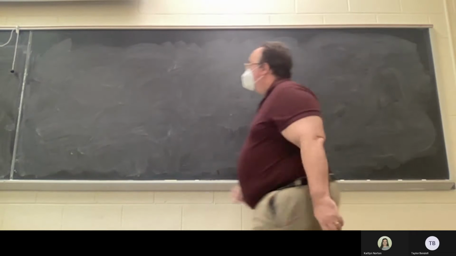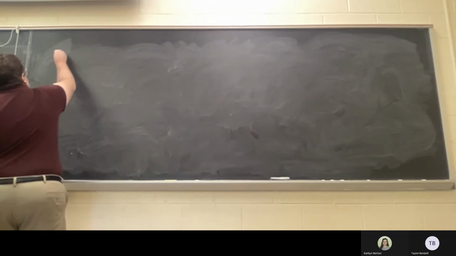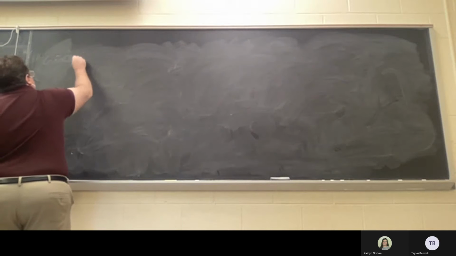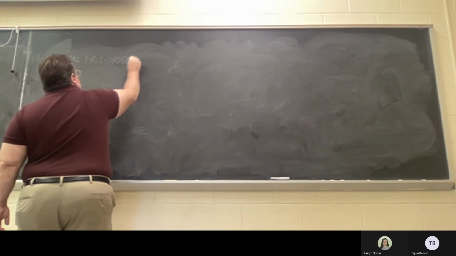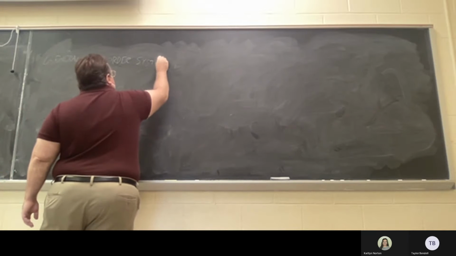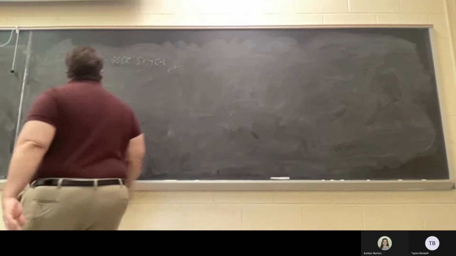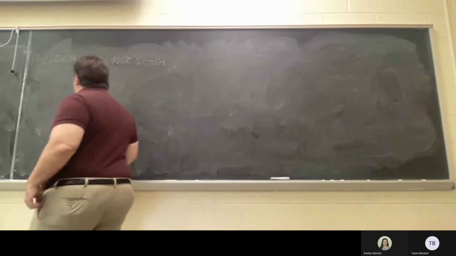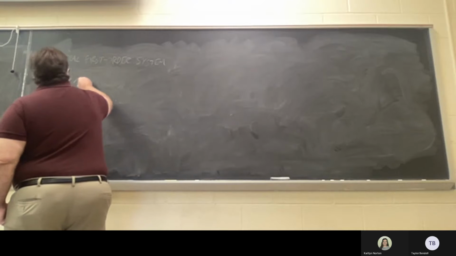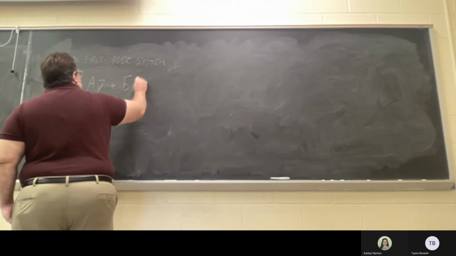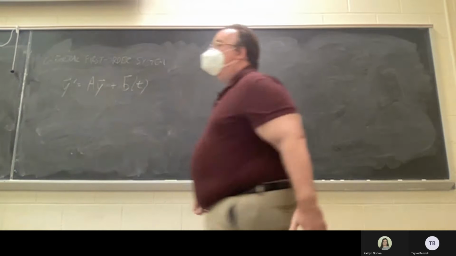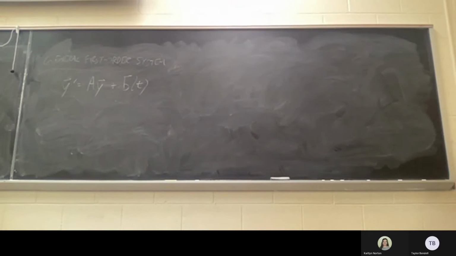All right, so okay. So we have y prime is equal to Ay plus b of t. Same form, but A can be whatever square matrix, and b of t is whatever vector valued function.